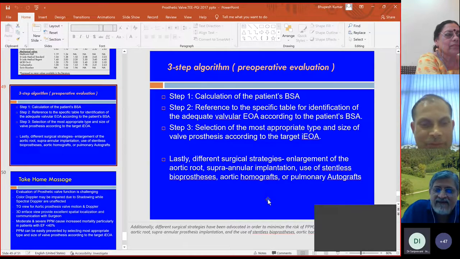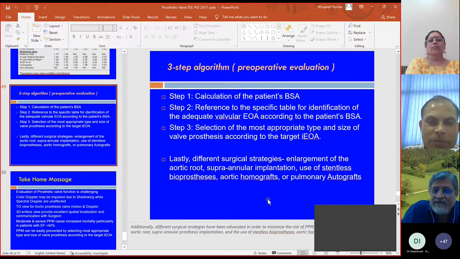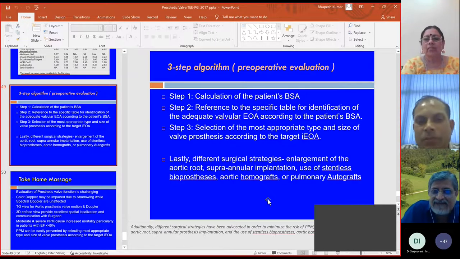Now, second factor is age of the patient. Let us have a young patient who is going to have a more active life than an octogenarian who is not going to do much physical exertion. In an octogenarian, probably we may accept even severe PPM because his physical activity is limited and he won't have many symptoms. But if a young patient is going to have more physical activity, then we may have to address that. Second thing, as Dr. Bhupesh has already nicely described, the LV function is also equally important.